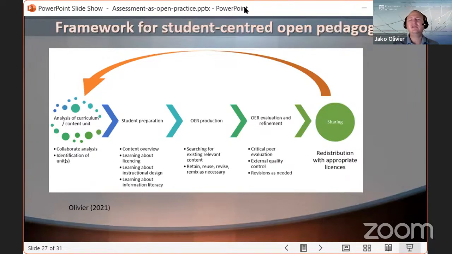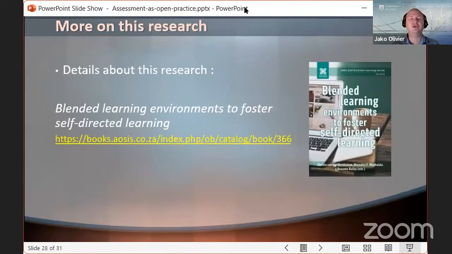So in this case, the recipe I would suggest, and one can vary this, of course, is looking at the curriculum and content, preparing the students, again, about things like instructional design, information literacy, licensing, very important, and then, of course, content, getting them to create the OERs. So they look for existing content. In this project, there were none, so we skipped that. But then also for them to understand what it means to retain, reuse, revise, and remix, and that their content can also be used in that sense. Finally, there's the evaluation and refinement, and then the sharing of the information online.